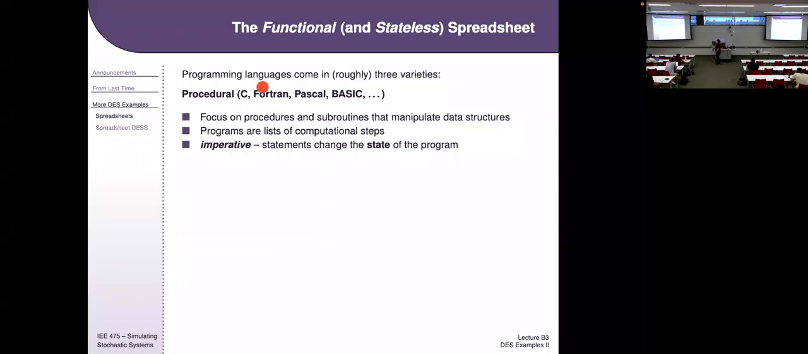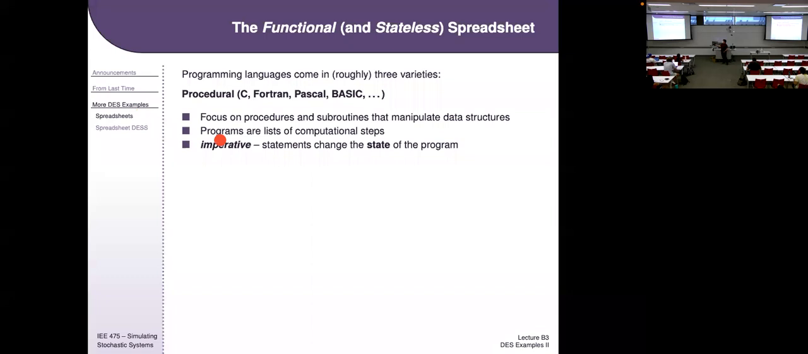So programming languages can be procedural, like C, Fortran, Pascal, BASIC, where you write procedures and subroutines, and those manipulate data structures within the program. And so the programs are a list of steps. I'm not going to quiz you over what a procedural language is or anything. I'm just trying to provide context here.